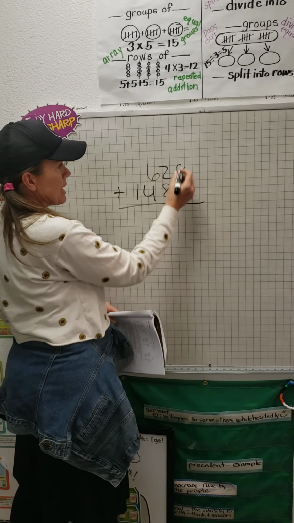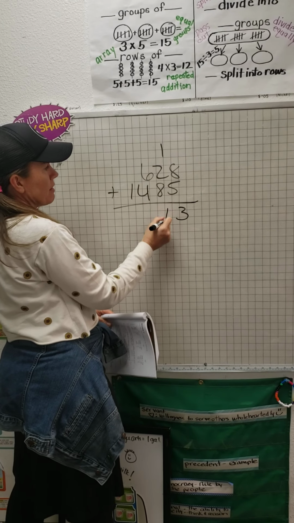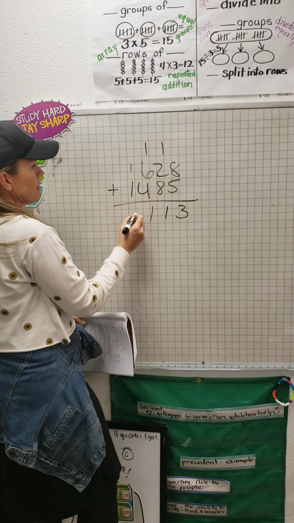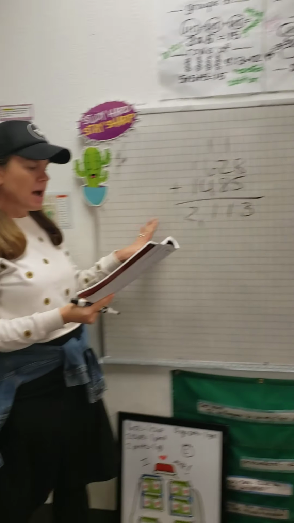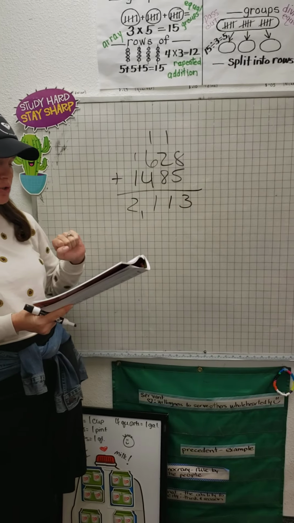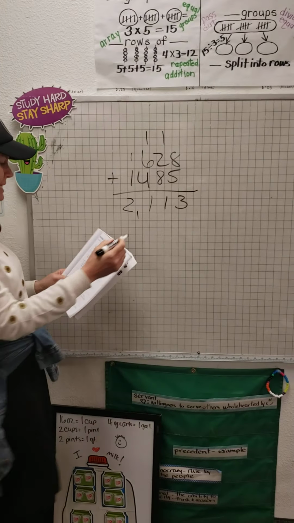So let's add this up. 8 and 5 is 13. 11. I'm going kind of quickly here with the addition. 11. All right. So he spent $2,113. After he spent his money, he had $515 left.